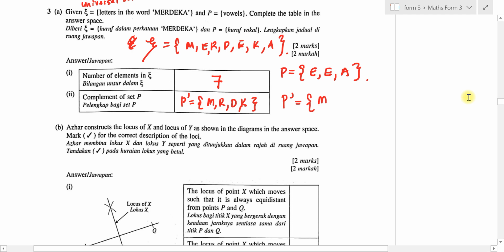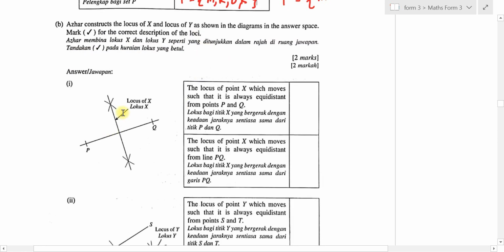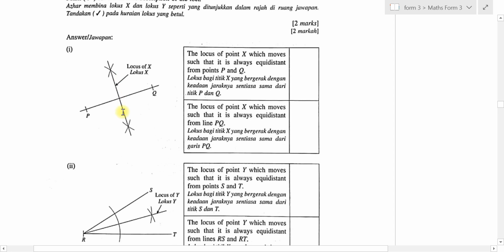Okay, next question. Azhar, construct locus X and locus Y in the diagram in the space. Mark the correct description of the loci. Okay, Visalachi, for the first one.